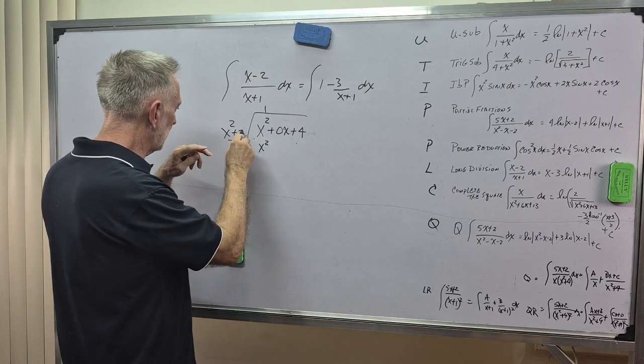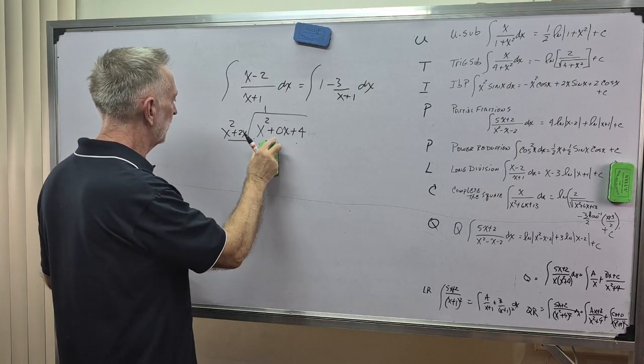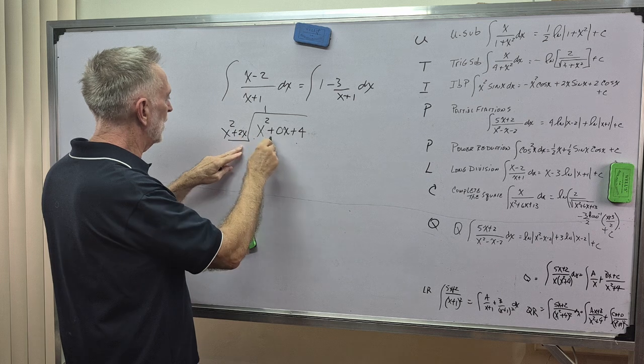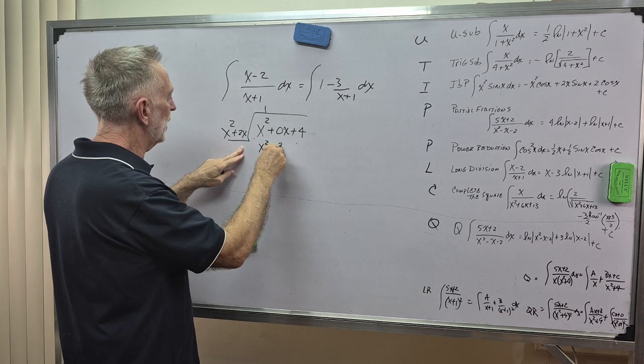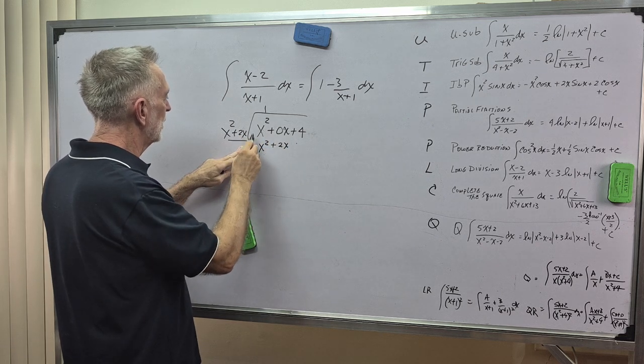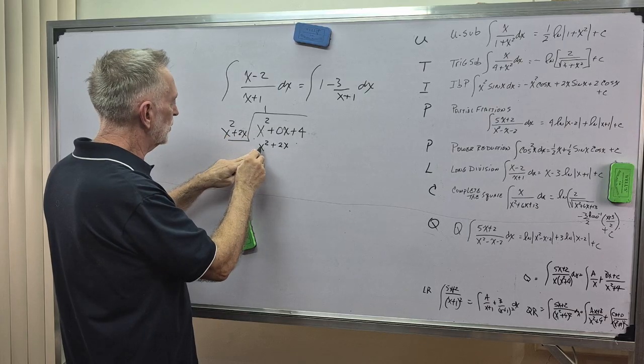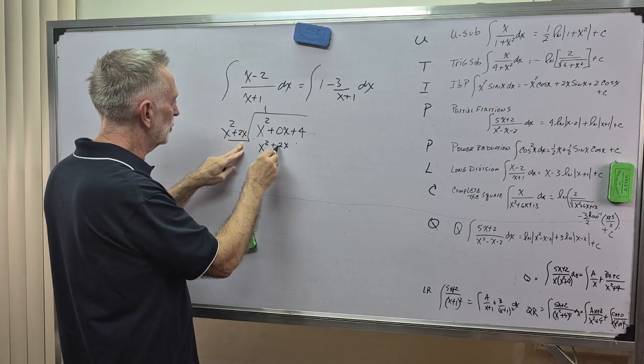That's not a good example. Let's put my x back here. Okay, 1 times 2x is 2x. There we go. So 1 times x squared is x squared. 1 times 2x is 2x.